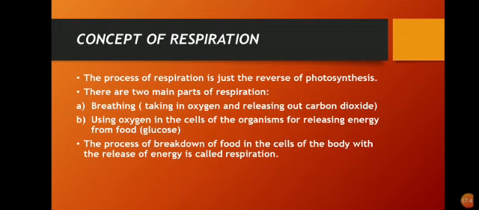Now there are two main parts of respiration. Number one is breathing, that is, taking in oxygen from air and releasing carbon dioxide. That involves our respiratory system, which we will discuss in detail later on. And number two is using oxygen in the cells of the organism for releasing energy from food. The main thing of respiration takes place inside the cell: using oxygen in the cells of the organism for releasing energy from food.